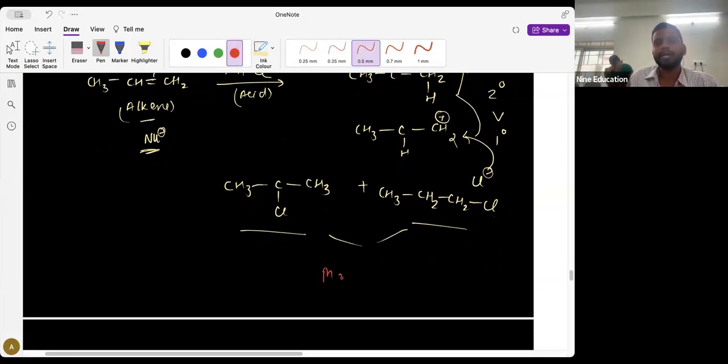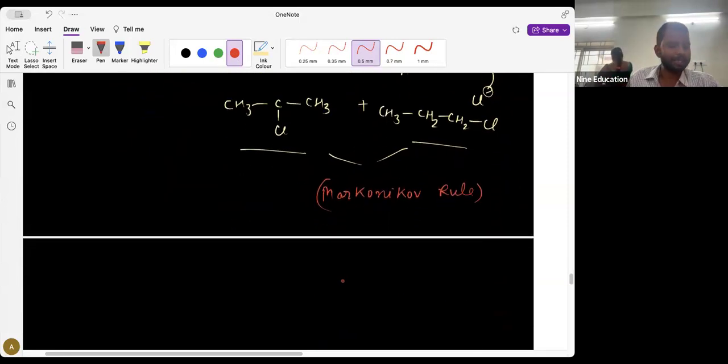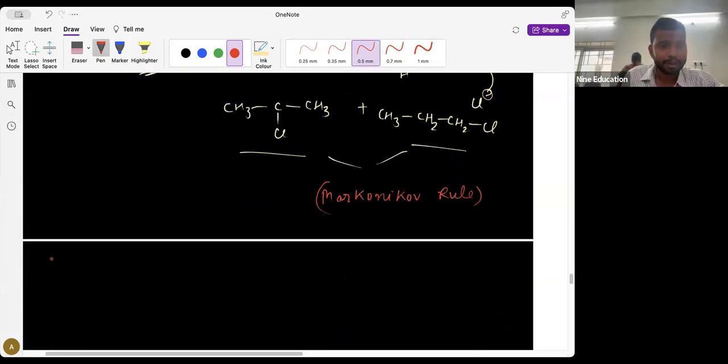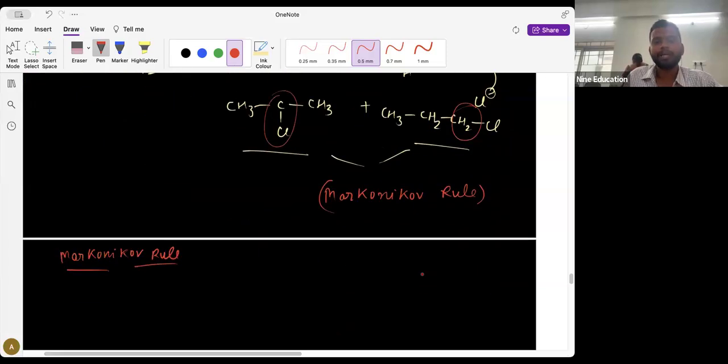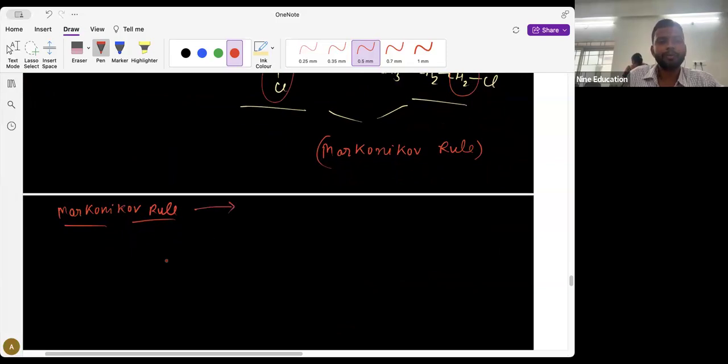This is given by Markonikov rule, है ना? And these reactions are known as, देखें, we will see Markonikov rule, है ना? So हमें कैसे पता लगेगा? How we will get to know that Cl will come this side or this carbon? कौन से carbon पे आएगा? So by Markonikov rule you can tell.